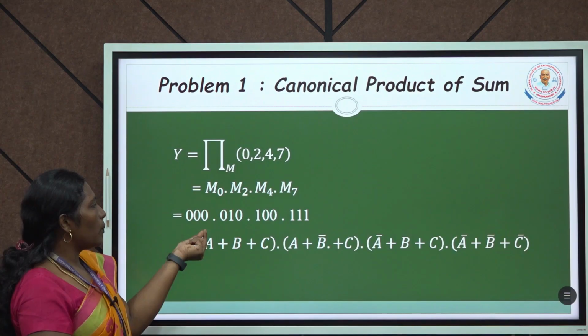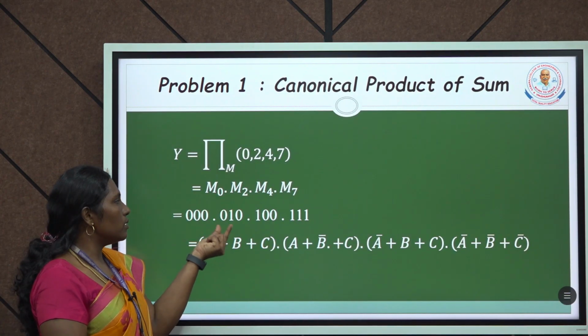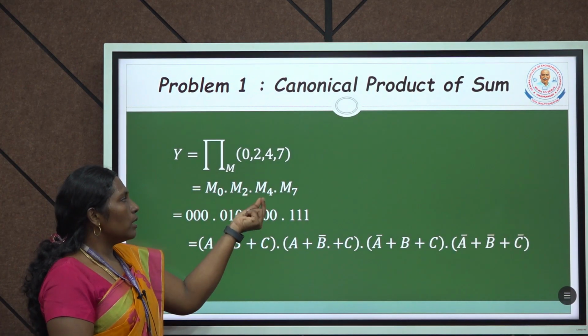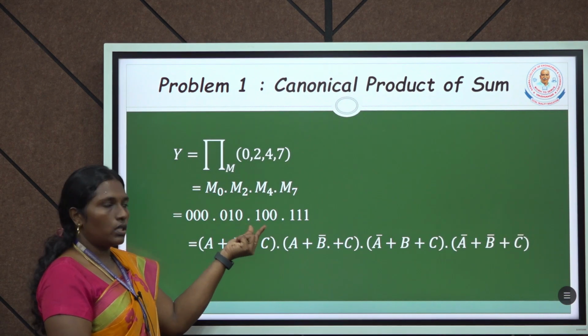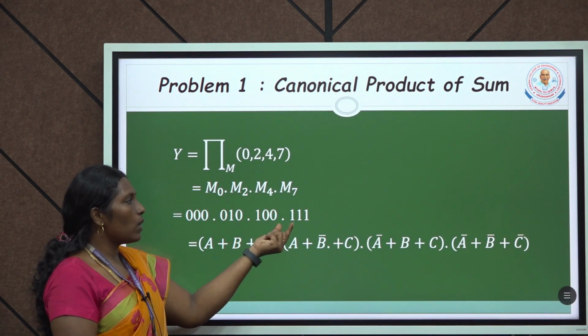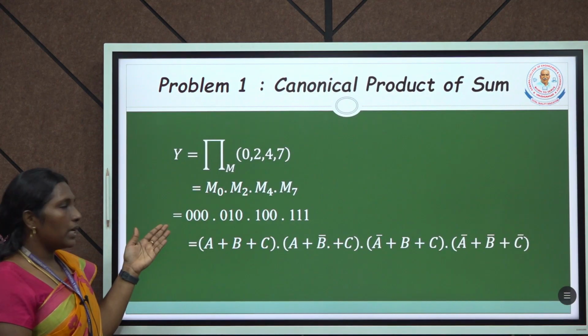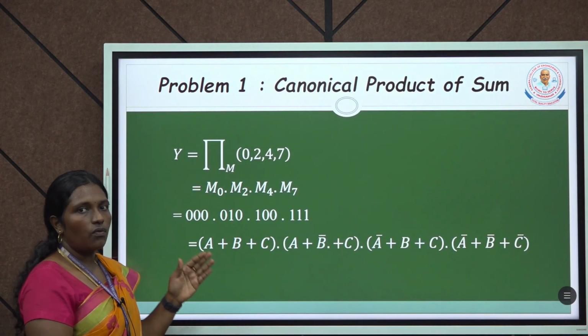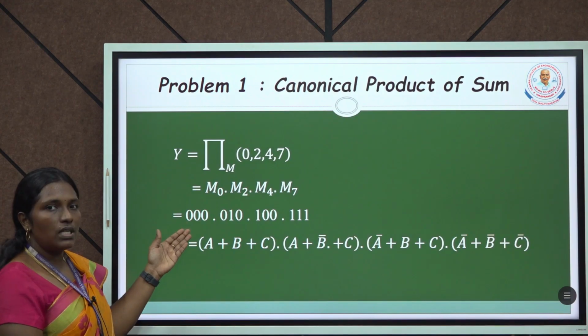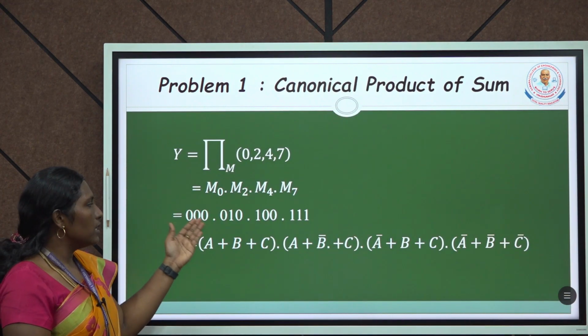Then it is separated by the dot operation. The binary form of 2 is 0, 1, 0. The binary form of 4 is 1, 0, 0. The binary form of 7 is 1, 1, 1. Now we have to write the max terms. For 0, 0, 0, the max term is A plus B plus C.